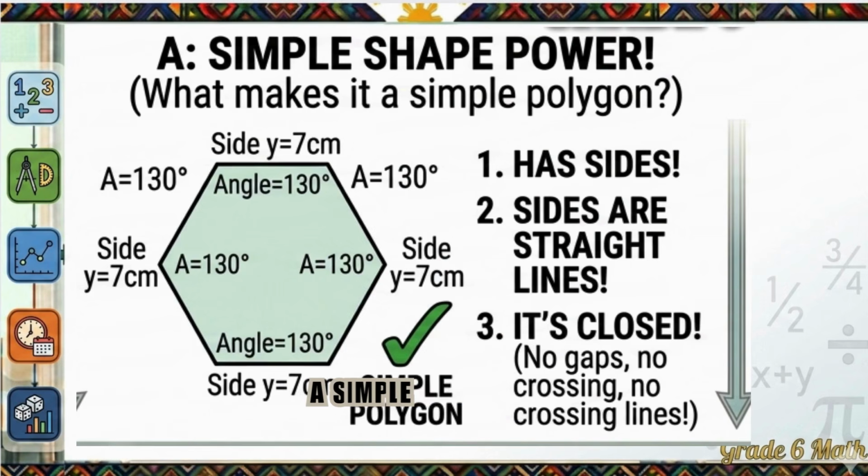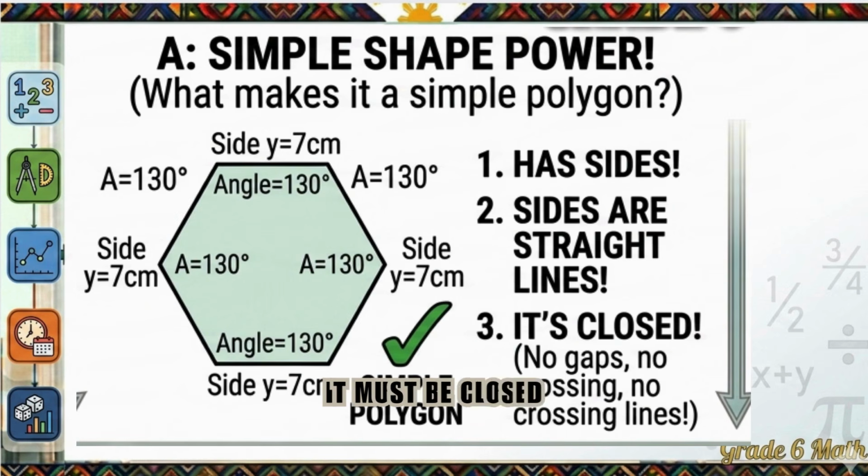To understand what a simple polygon is, just think of it as a shape with three very specific superpowers. If a shape has all three, it's a simple polygon. 1. It has sides, straight lines. A polygon must be made of straight line segments. The rule: no curves allowed. Example: a square is a polygon, but a circle or a heart is not because they have curved edges.